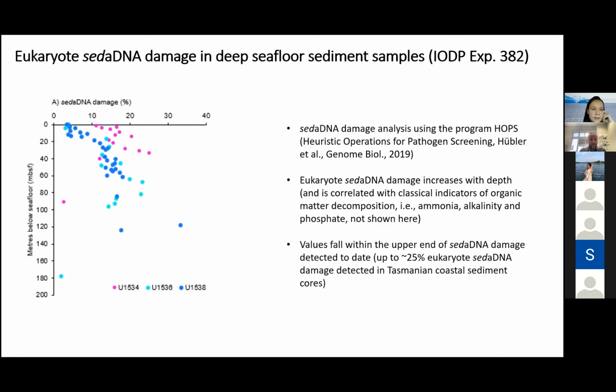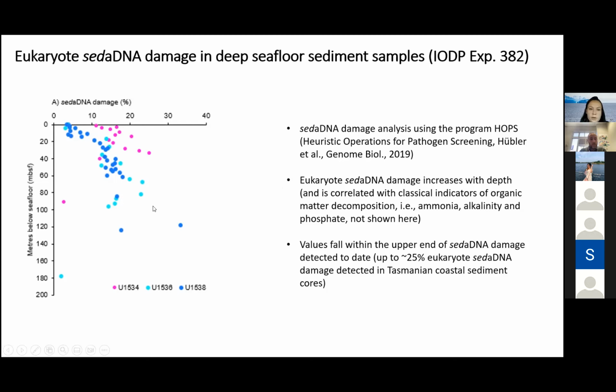So we've applied this type of damage analysis to the Expedition 382 samples, using a program called HOPS, that's previously been developed to look at damage in metagenomic samples. What we can see here, looking at just the eukaryote part, is that the eukaryote damage increases with depth. We've done this for all the different sites.